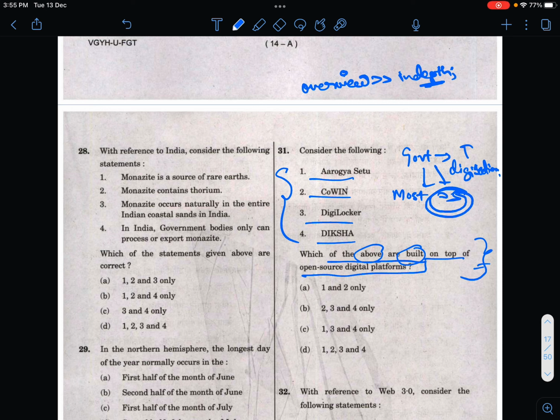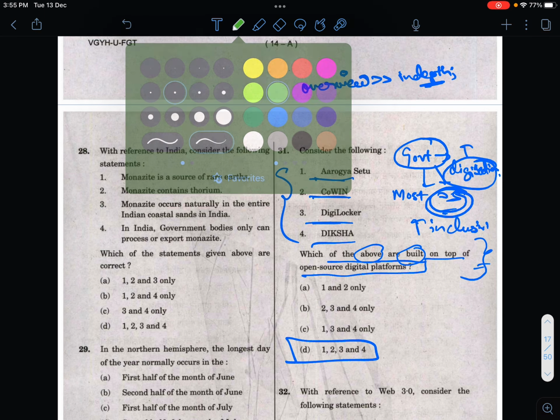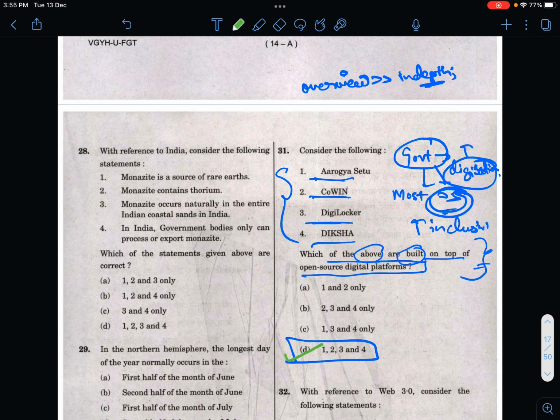So government prefers open source so as to increase inclusivity, so as to improve digitalization, and that is why commonsensically I was leaning towards D. And with this overview, I couldn't think of a reason to eliminate any of these four. Using these two heuristics in conjunction, I fairly confidently marked D.